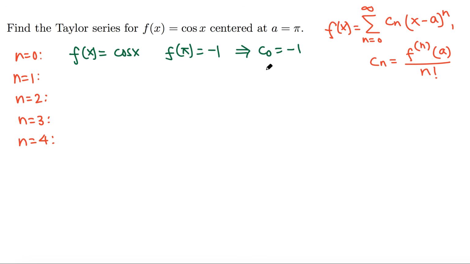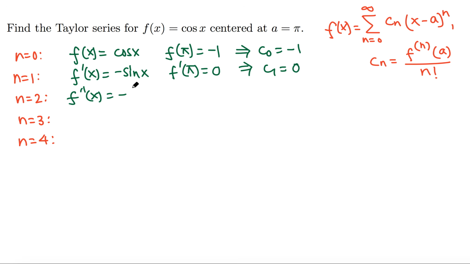For n equals 1, that means we are trying to find c1, so we find the first derivative. The derivative of cosine is negative sine x. Evaluated at the center pi, negative sine pi is -0, which is 0. So c1 is 0 over 1 factorial, just 0. For c2, let's find the derivative, that's negative cosine x, evaluated at the center. Negative cosine pi is -1, and the negative of -1 is +1. That gives c2 equals 1 over 2 factorial.